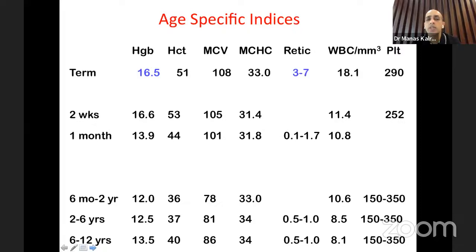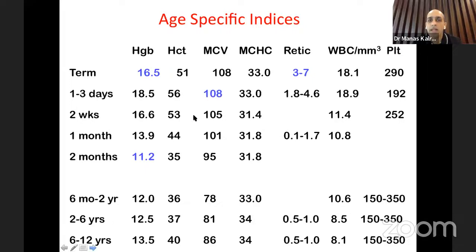If we really look at it, you see the term baby has a very high hemoglobin and a high retic count, and this goes down. You can see how the hemoglobin goes down, the retic count goes down. One needs to appreciate that a high hemoglobin and high retic count is normal for a baby. The hemoglobin reaches its nadir around 2 to 3 months, because of the physiological anemia of infancy. The macrocytosis that is normal for a newborn goes down and stays somewhere around 70, 80, 85 for an older child. Even this MCV can drop down to 70, 75.